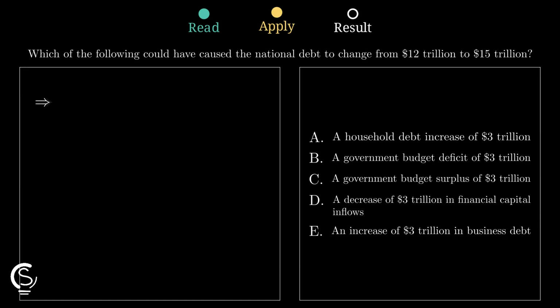An increase in the national debt occurs when the government spends more than it collects in taxes. This gap is called a budget deficit and requires the government to borrow more.